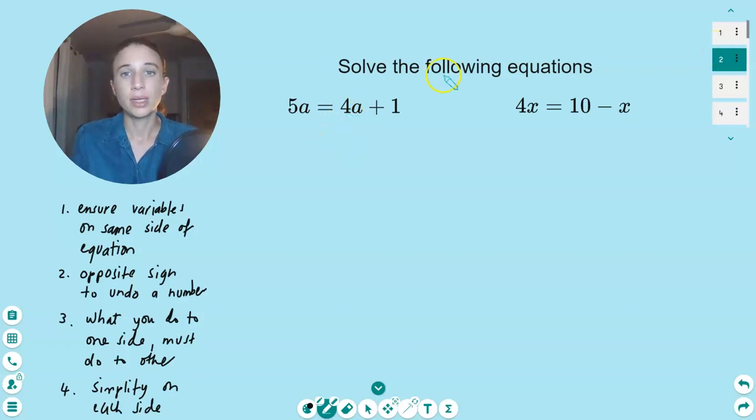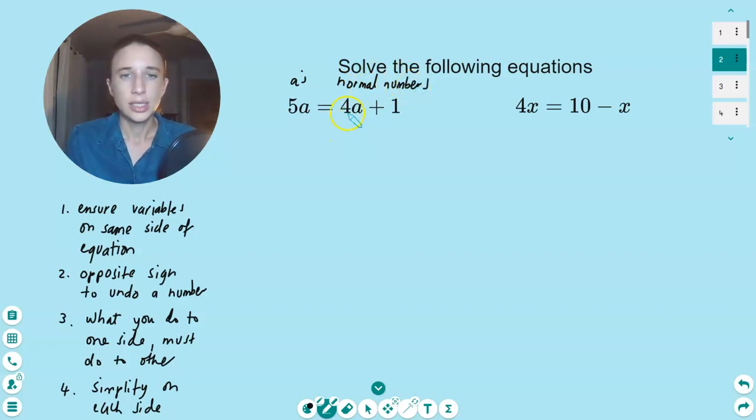Let's go. It says solve the following equations, 5a equals 4a plus 1. First step is to ensure our variables are on the same side of the equation. See how there's an a term over here and an a term over here? We want to get the a's on one side and the normal numbers on the other side. That's our goal first up.